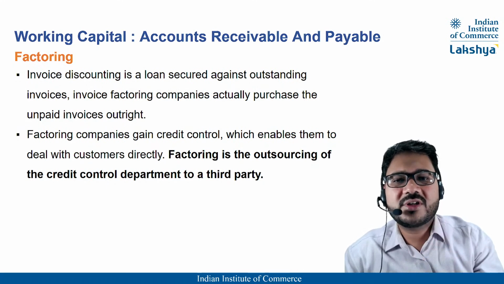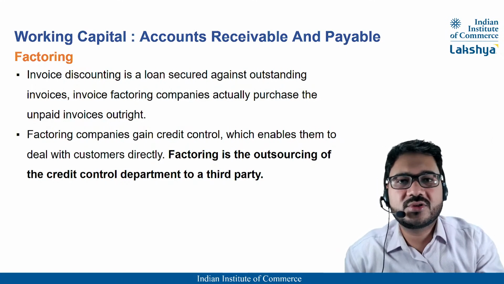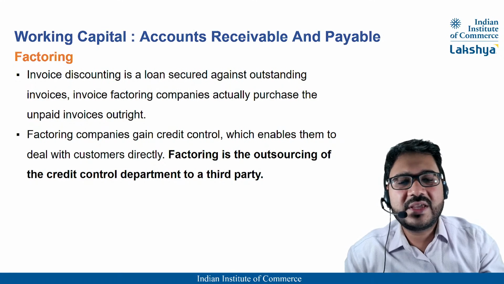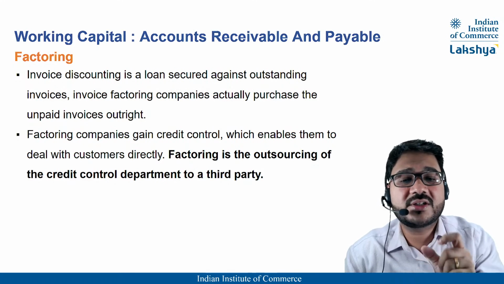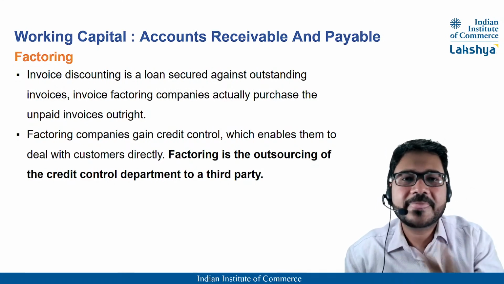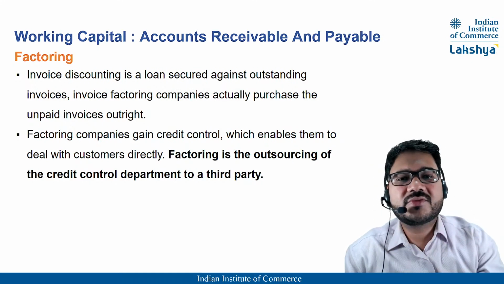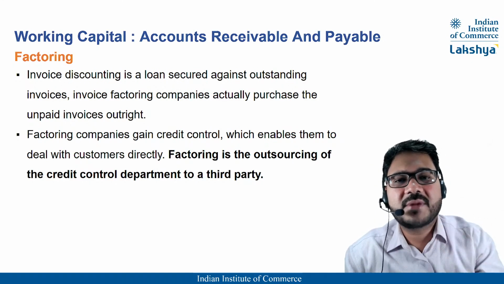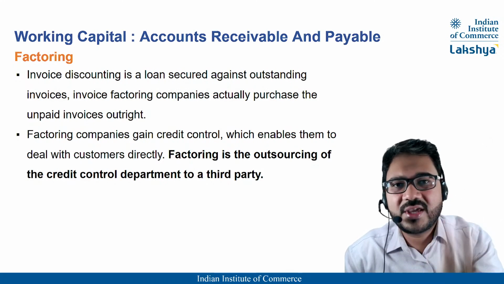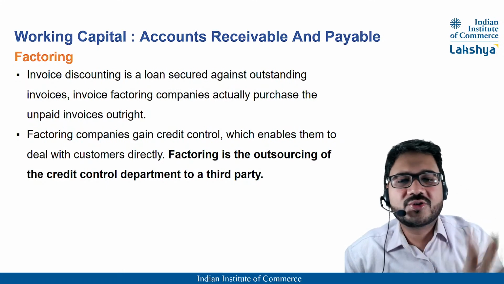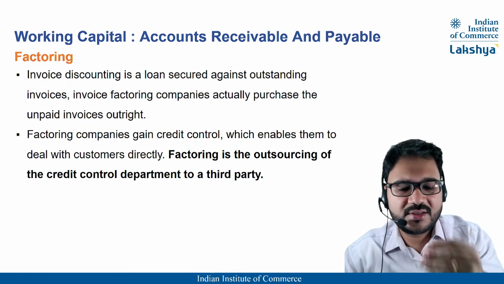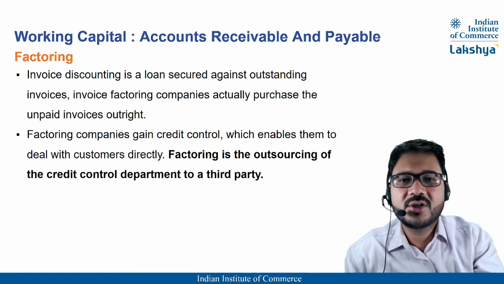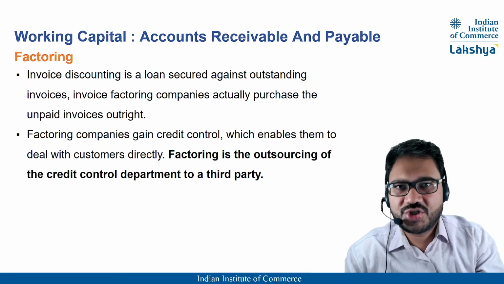Invoice discounting is a loan secured against outstanding invoices, and invoice factoring companies actually purchase those invoices outright. So factoring companies gain credit control, which enables them to deal with the customer directly. Factoring is the outsourcing of the credit control department to a third party. So now this factoring agent will do everything, will deal with the customer, will send the reminders. All of that is done by the factoring agent, all those credit control services. So you need not hire anyone as an employee in your company. You have outsourced that to the agent.